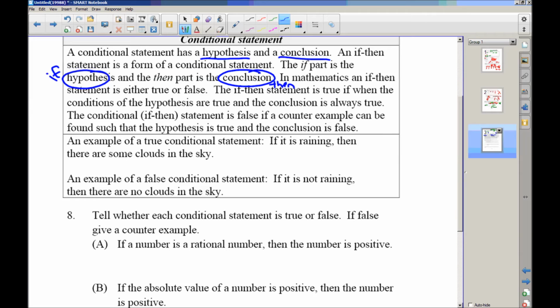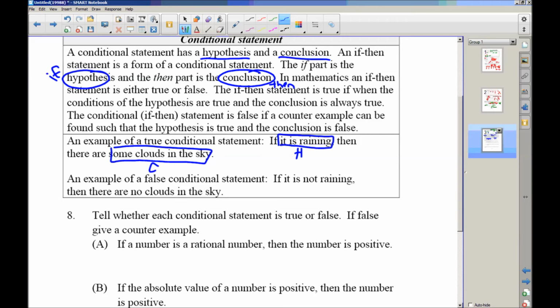An example of a true conditional statement: if it is raining, then there are some clouds in the sky. Have you ever been outside on a day when it's raining and you didn't look up and see at least some clouds, probably directly above you, or maybe off to the side a little bit and the wind was blowing the rain into you? The hypothesis here is this part, and the conclusion is this. So we think of all possible days it's been raining, water falling out of the sky, not put there by the sprinklers. If it is raining, then there are some clouds in the sky. That is a true conditional statement.